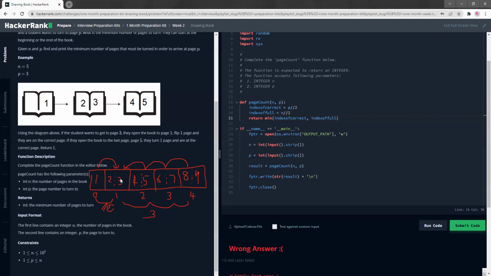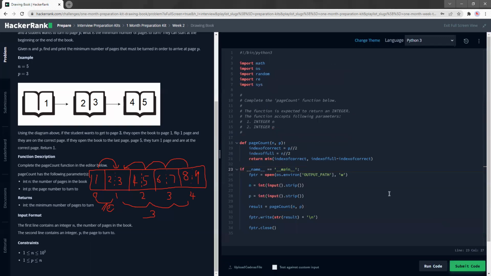But what if the answer is from the back? Then I need to find the index of full, minus it from the index of correct. So, and now it should work if I'm not wrong. Yep, let's submit this.